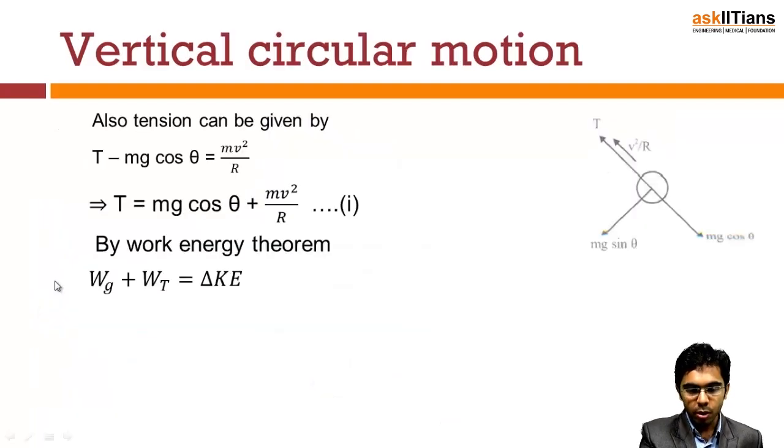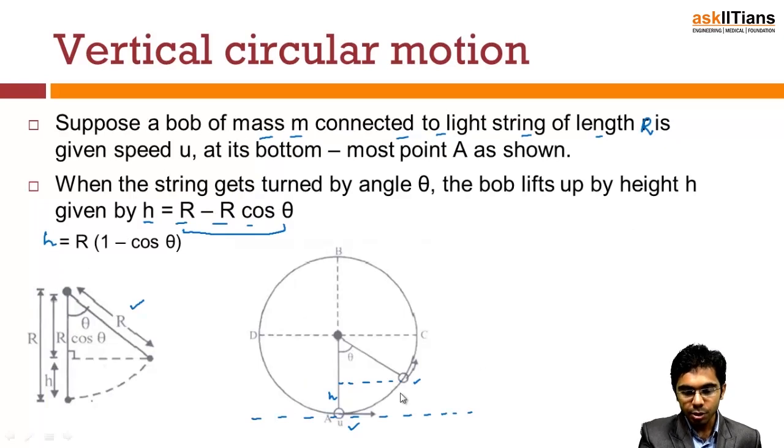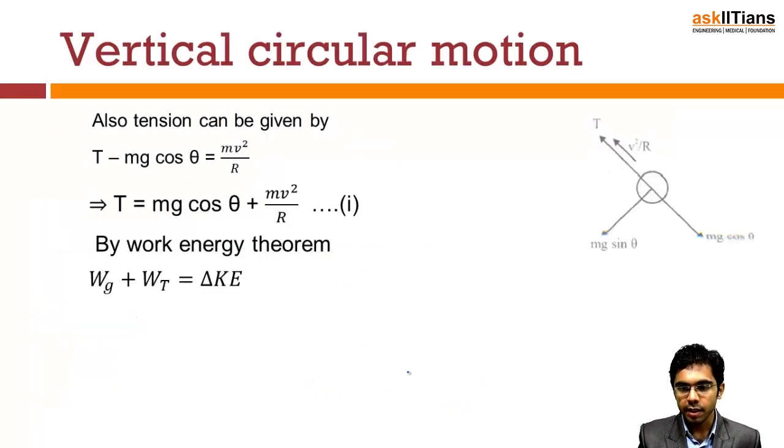Also, in this figure, after reaching the final position, if we make the free body diagram, tension will be along this direction and mg will be in the vertically downward direction. If we take the components of mg, it will be mg cos theta along the string and mg sin theta along the tangent. So this will be the free body diagram.